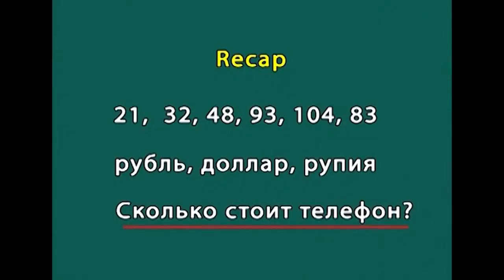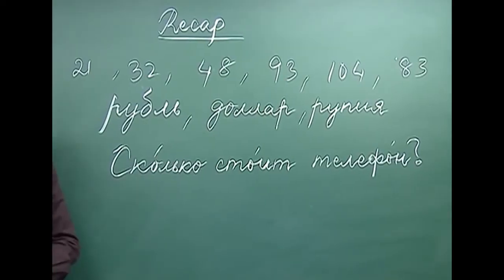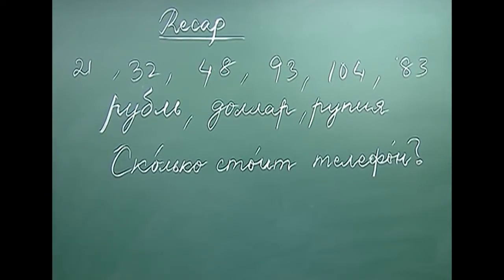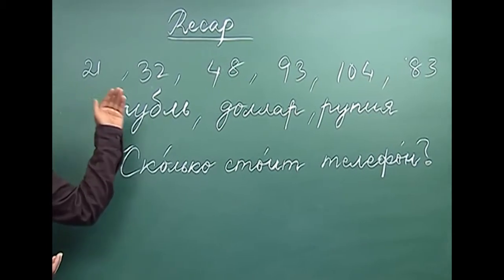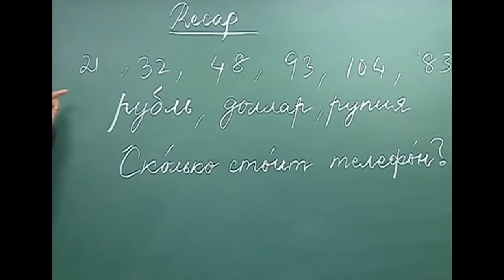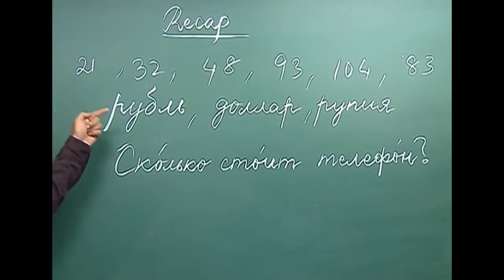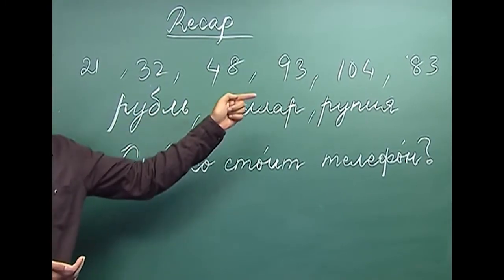For example, I have written here skolka stoit telephone, how much is the telephone or how much does the telephone cost. And to answer this question we use a number or an amount with the currencies, either ruble or dollar or rupee. I have written some numbers here. So, what happens when these numbers are used with ruble, dollar or rupee?